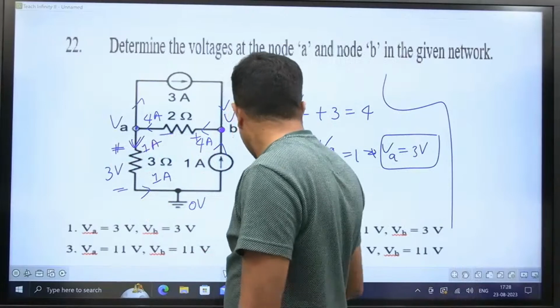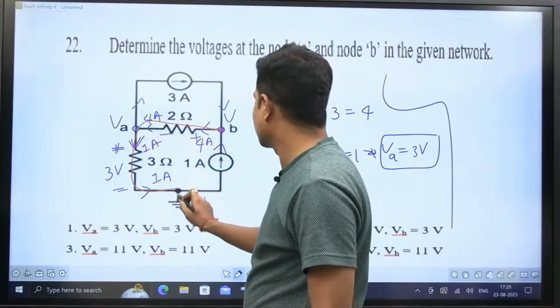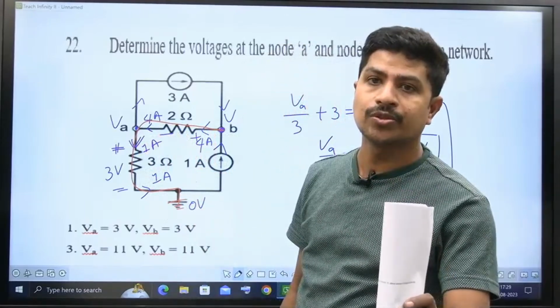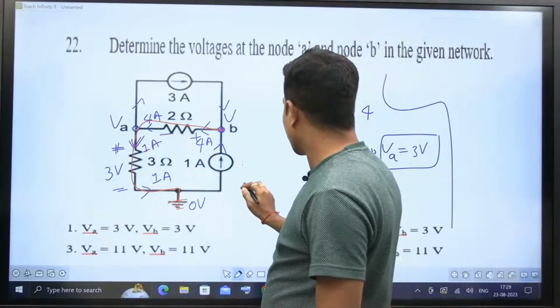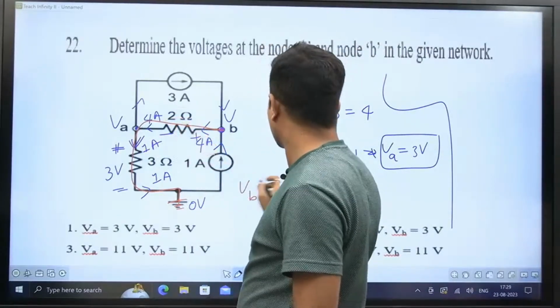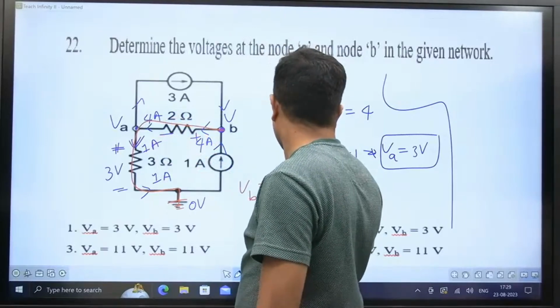See, you must form a closed path. I am forming a closed path this way. Always voltage is measured with respect to a reference, and that reference is 0 volts. So VB is equal to, what is this voltage? 4 amperes into 2, that is 8 volts, plus this 3 volts. How much is it? Directly 11 volts.